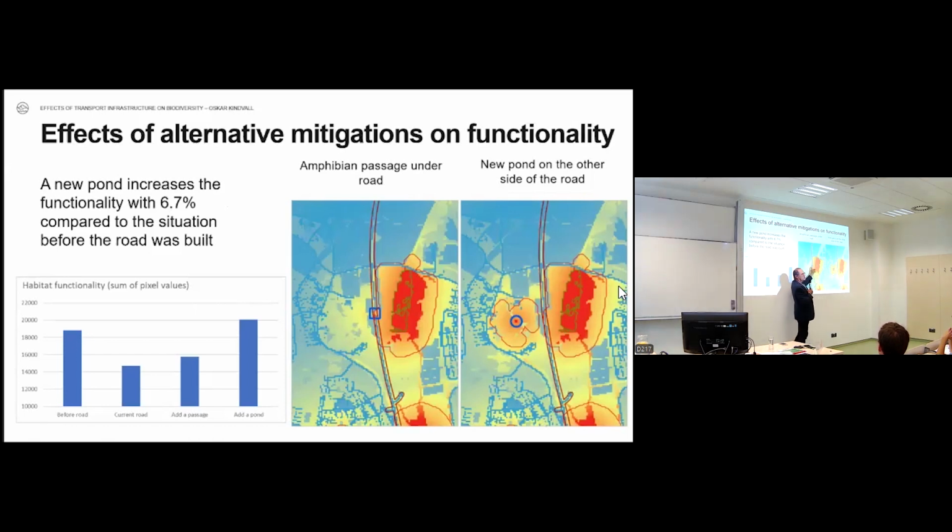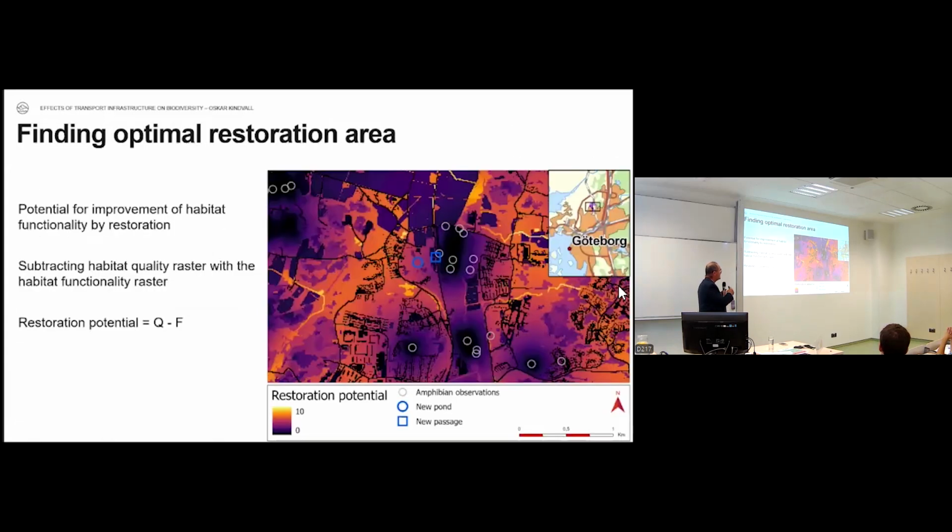While just doing a passage for the amphibians will not decrease or increase the functionality very much, the pond actually created a better situation than building the passage. And when thinking about restoration, this is a really important thing. And I will end with this.